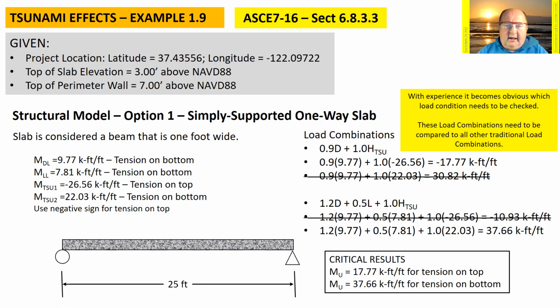But on the other hand, anymore, it's very common that engineers are setting up a software program and just putting in every load combination possible and then telling the software to select the most extreme events. The other thing I need to keep in mind is these are only the load combinations considering the tsunami wave. The slab, of course, has to also be designed to resist any other load combination, such as 1.2 dead plus 1.6 live.